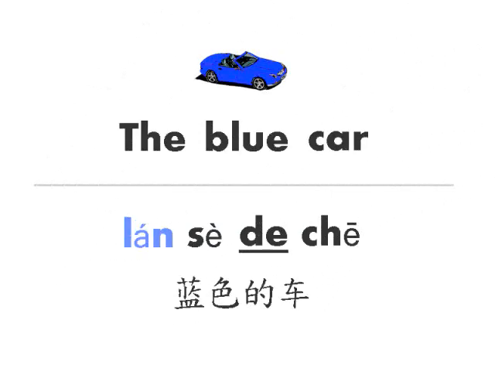Now, instead of saying the car is blue, suppose I just want to say the blue car. I would add a descriptive particle between the word blue and the word car, close to the apostrophe S in English. 的. The blue car. 蓝色的车。The word 的 is frequently used to link descriptions to a noun.